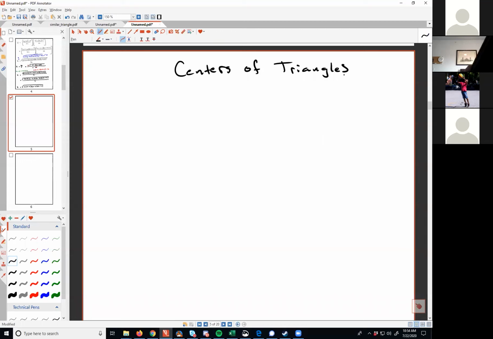Now, it turns out that if we take any old triangle, we can drop the altitudes, and it just so happens that for every single possible triangle, they meet at a point. Do you know what we call that point? The centroid. That one's not the centroid. This one is the orthocenter.